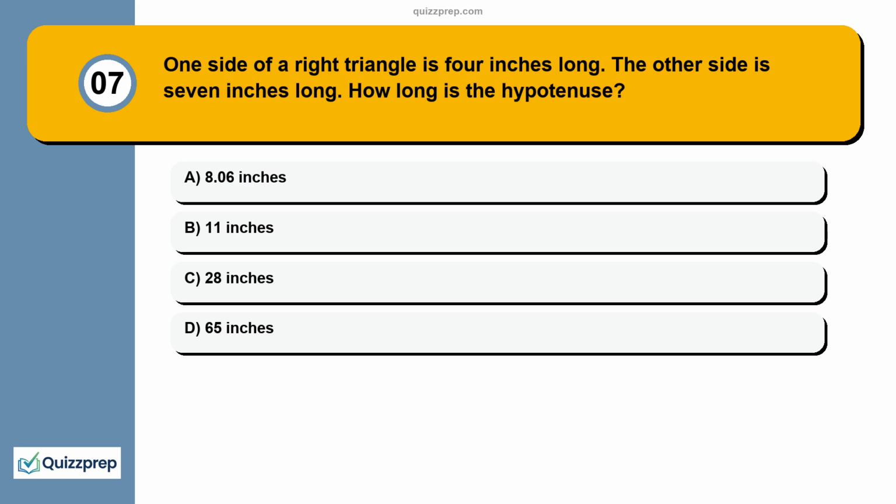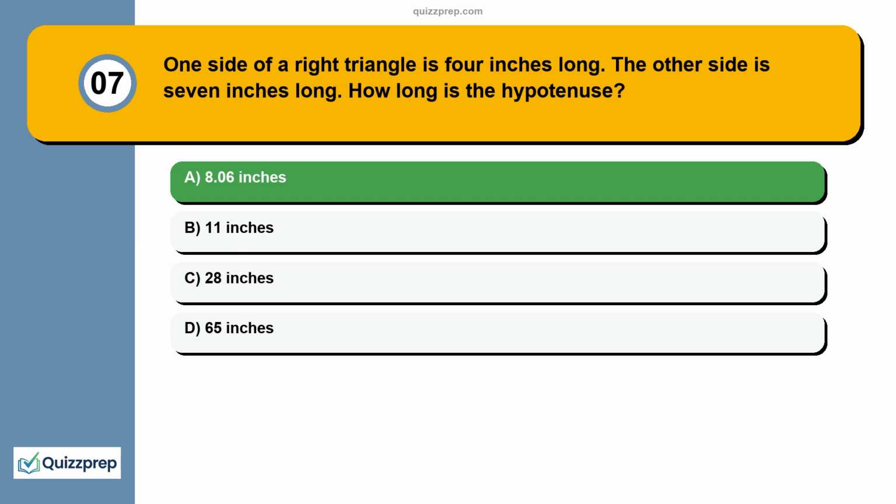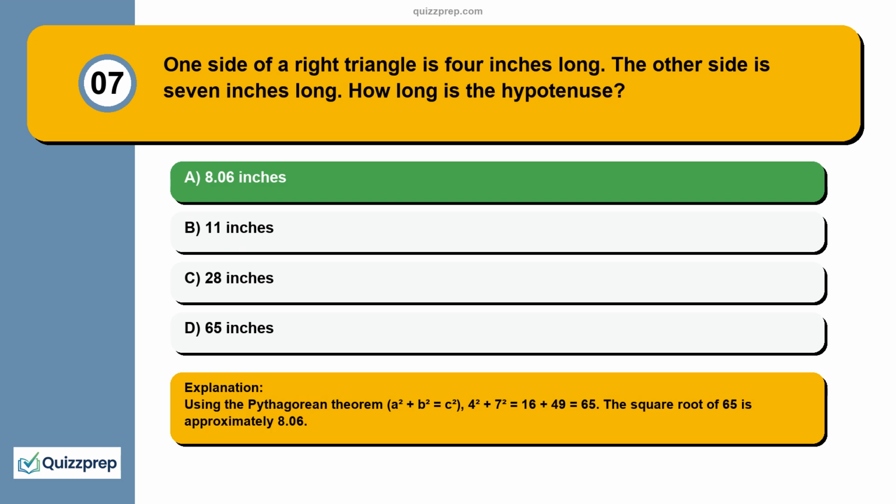Question 7. One side of a right triangle is 4 inches long. The other side is 7 inches long. How long is the hypotenuse? 8.06 inches, 11 inches, 28 inches, 65 inches. Using the Pythagorean theorem, a² + b² = c²: 4² + 7² equals 16 plus 49 equals 65. The square root of 65 is approximately 8.06.